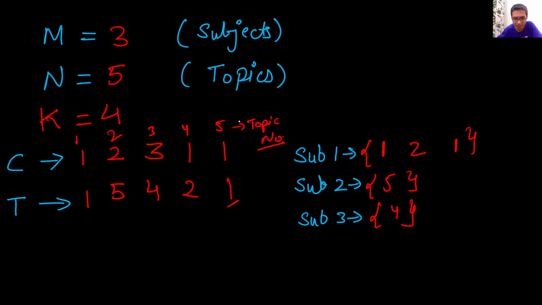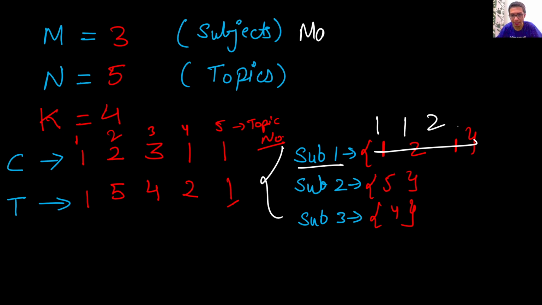So now I'll simply sort these 3 arrays to get the time required to prepare a topic in ascending order, right? In ascending order. So now subject 1 array would be 1, 1, and 2, right? Subject 2 and subject 3 array would still remain the same, as they only have a single element. So now we have these 3 sorted arrays, right?